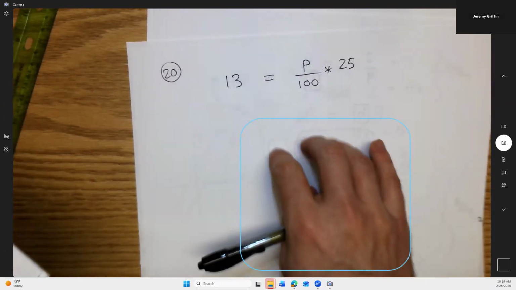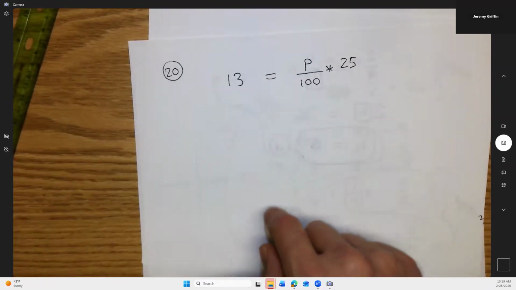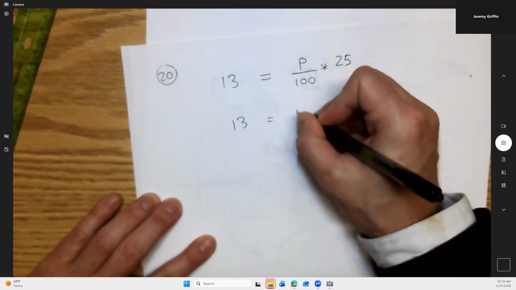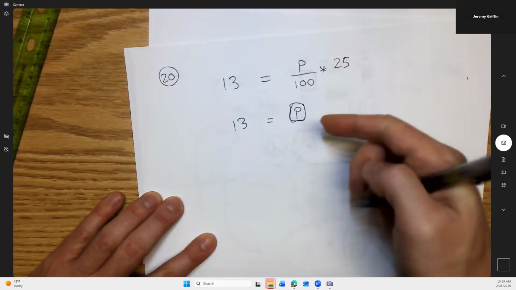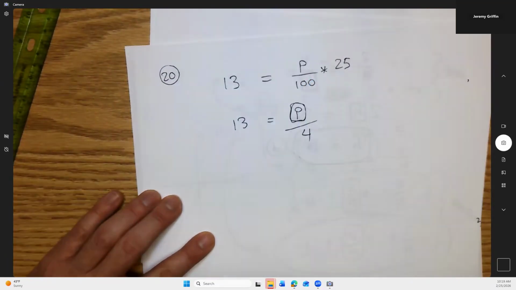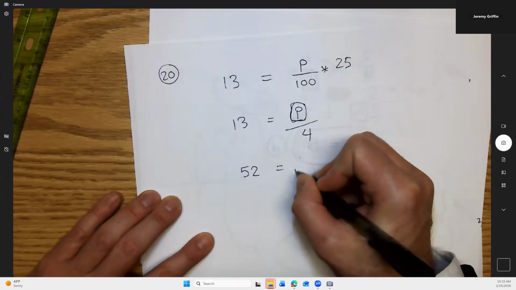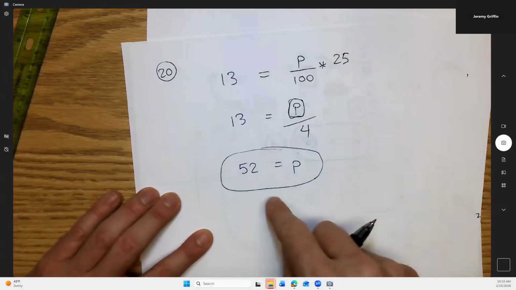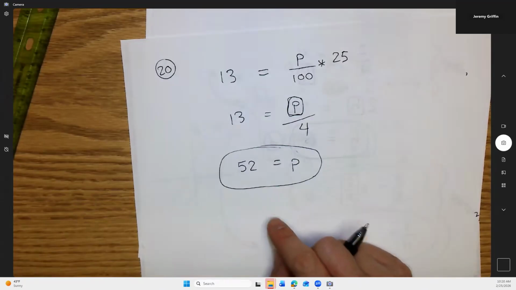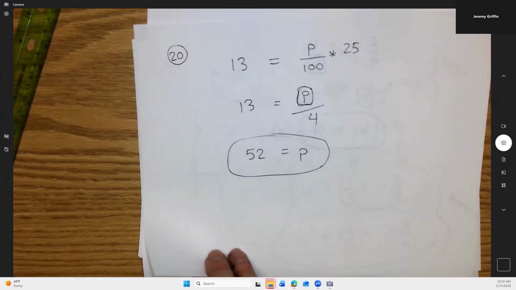That's a sentence translated into an equation. 13 is p% of 25. So 13 equals, okay, we're solving for p. Guys, what is 25 over 100? 1/4. Yeah, 1/4. Times 4. 52 equals p. So the answer is 52. So you had to write down 52. Right, just like Forrest said, the answer is 52. You guys got that? 52. Fine.